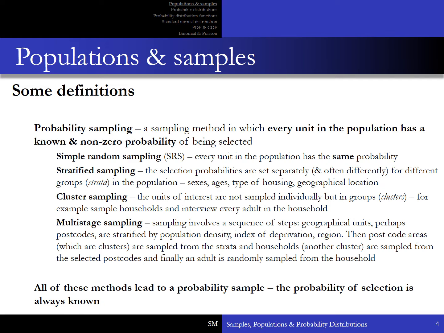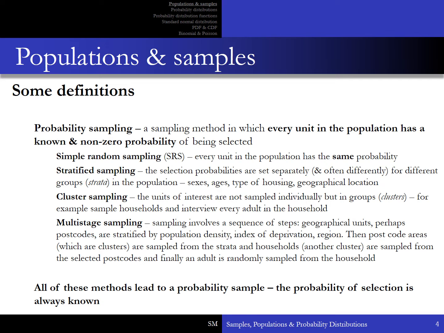The third type is cluster sampling. In cluster sampling, the units of interest are not sampled individually, but in groups or clusters. For example, we might sample households and then interview every adult in the household. The household would be a cluster, and then in the second stage, we interview all the adults in that cluster.